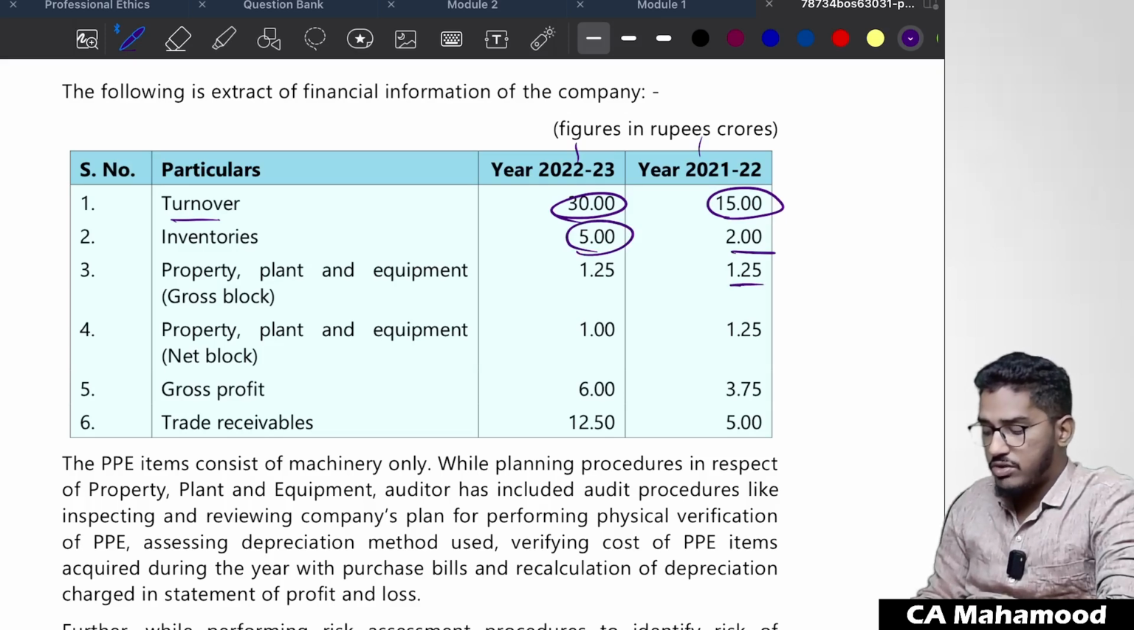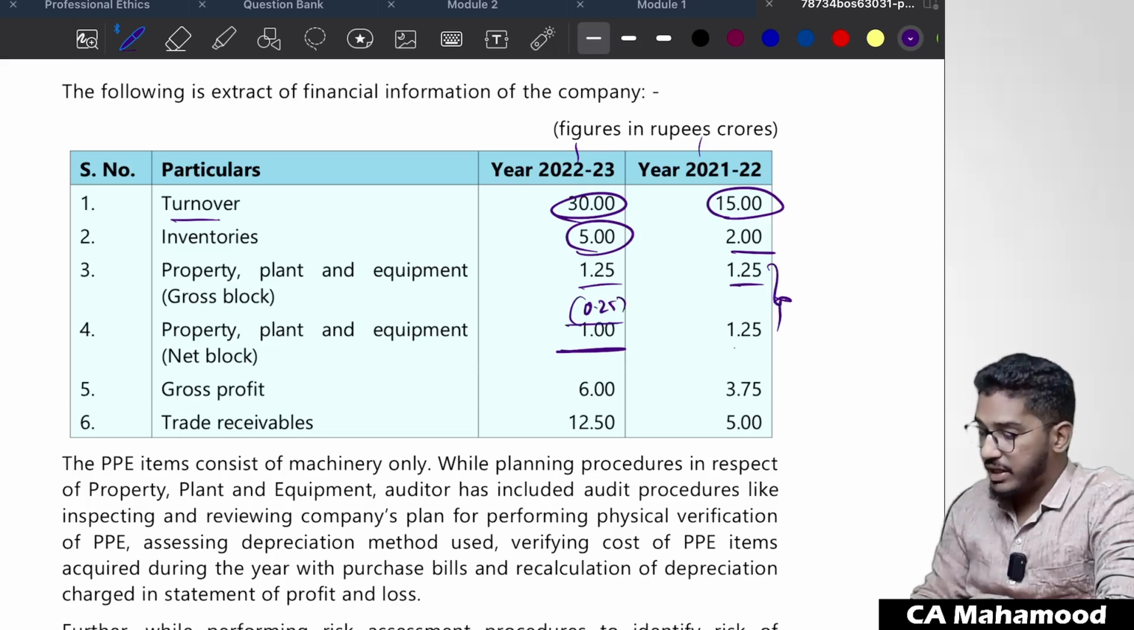Property, plant and equipment, gross block will remain the same. So if you don't make any new additions, gross block is going to remain the same. Property, plant and equipment, net block they are telling. That means they might have purchased some machinery in the year one, last year only. So last year there was no depreciation. But in the current year, when it comes to 1.25, there is a depreciation. There is 0.25 lakhs of depreciation.